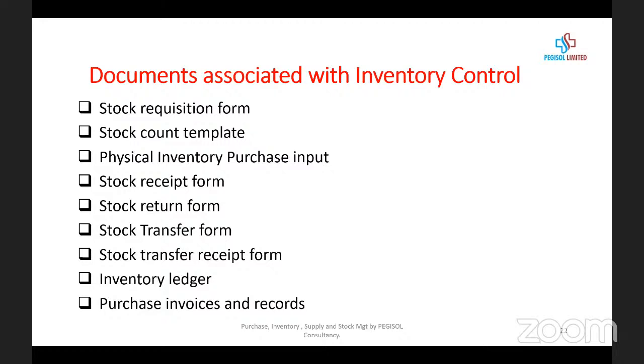That template that you use in receiving a stock that is given to you is known as the stock transfer receipt form. Then the inventory ledger, which is a document that shows all the inventories. Then purchase invoice and record. So all the items that have been purchased, the invoices and the record.